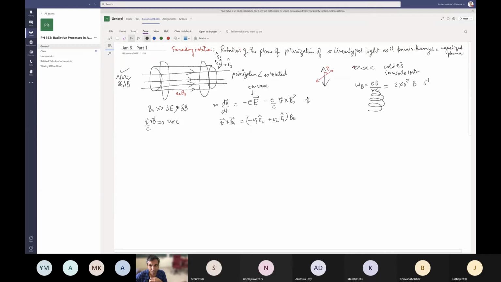So v can be written as v1 epsilon 1 hat plus v2 epsilon 2 hat plus v3 epsilon 3 hat. And you know, epsilon 3 hat cross B naught gives you 0 because B naught is equal to B naught epsilon 3 hat. So you get just this by crossing the two. Good.